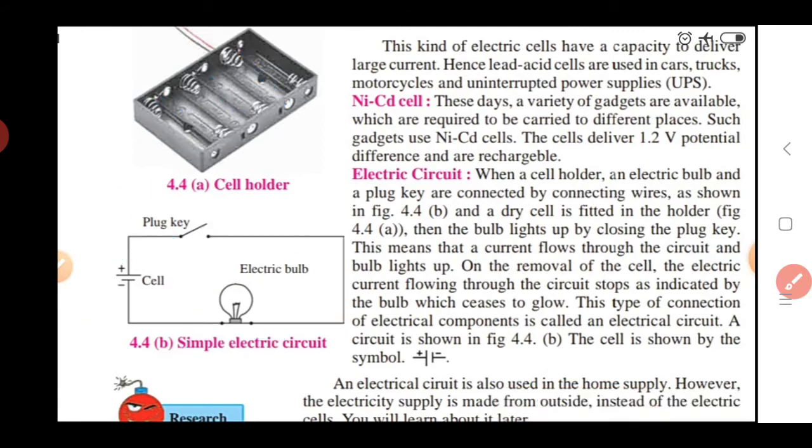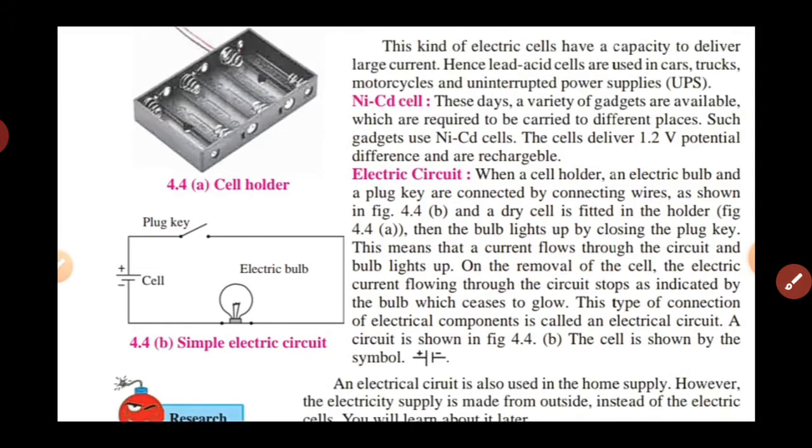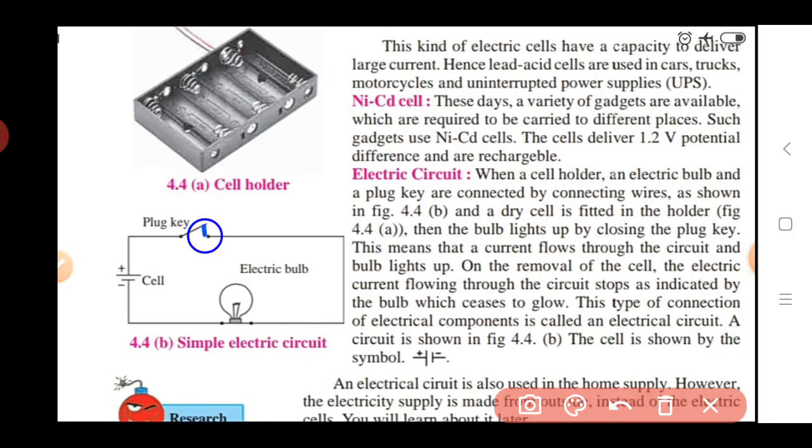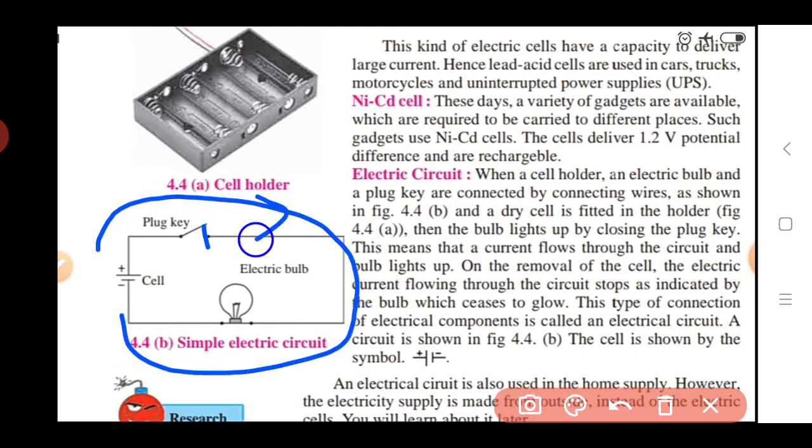Which direction? Again, see in this diagram, when this plug key is on, this electric current flows from the positive end to the negative end of that cell, in that way. So here, due to this flowing of electric current, this bulb will start to glow. The bulb is on, it gives light.